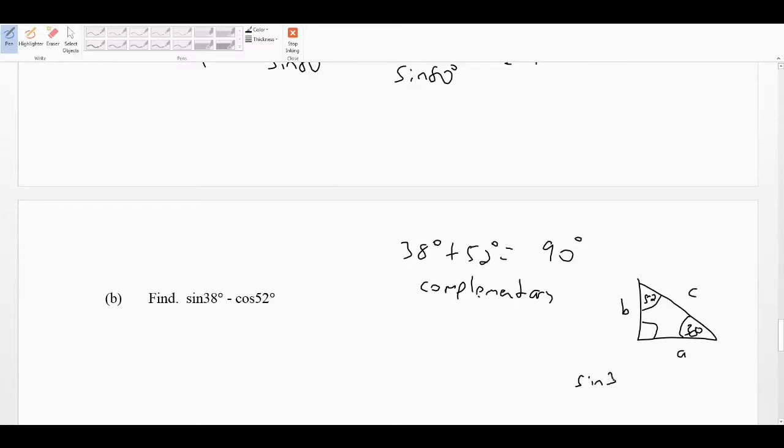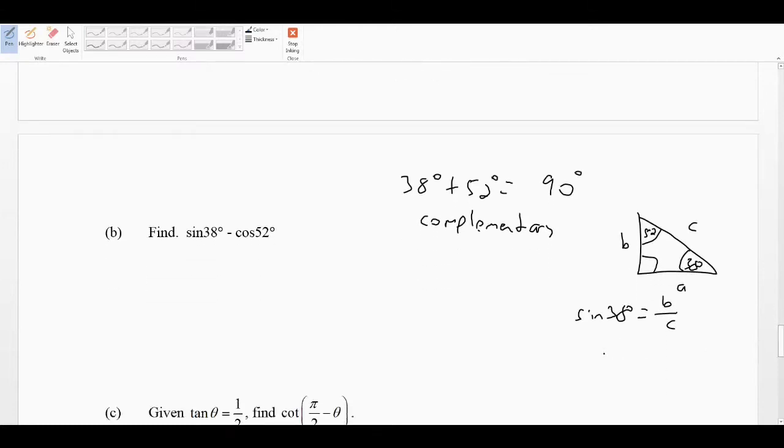So what that means is sine of 38 is B over C. And if you notice, B over C, take a good look at it. What do you notice with respect to 52? Well, B is the adjacent of 52, and C is the hypotenuse. Adjacent over hypotenuse is the same as cosine. So the cosine of 52 is also B over C, which means the sine of 38 is equal to the cosine of 52 degrees.